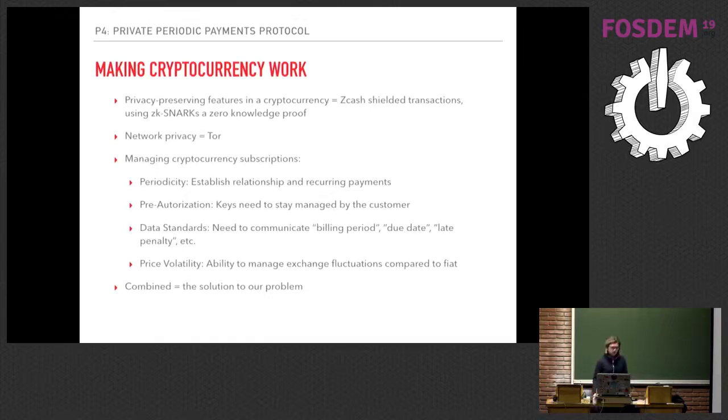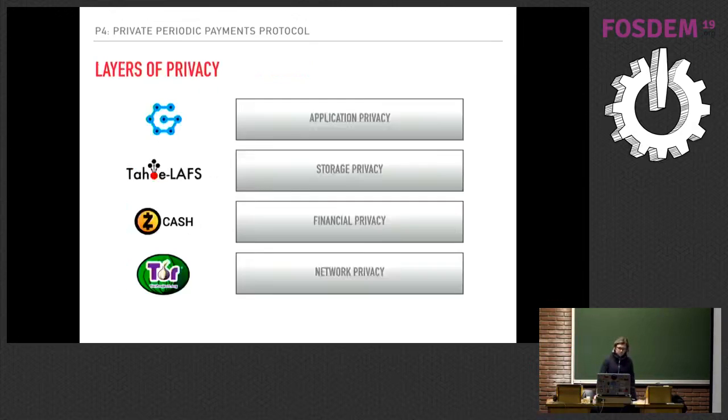There's not a whole lot of data standards around how to communicate things like billing period, due date, late penalty, stuff like that might come along with subscription payments. So we had to think about how we could do some data standards for this. And of course, price volatility, we got to manage for the fluctuations right now, especially compared to fiat and during any kind of transitionary stage. So combined, this is what we came up with.